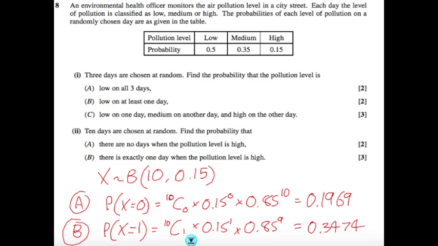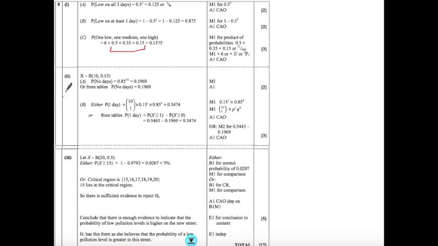Right, good. So let's just double check those. Good, so there 0.85 to the 10, so 0.1969. Here, a mark for this part of the formula, a mark for timesing it by 10, and a final mark for 0.3474.